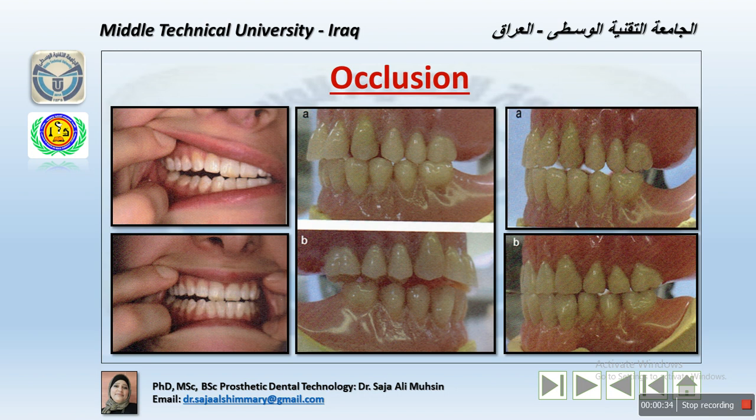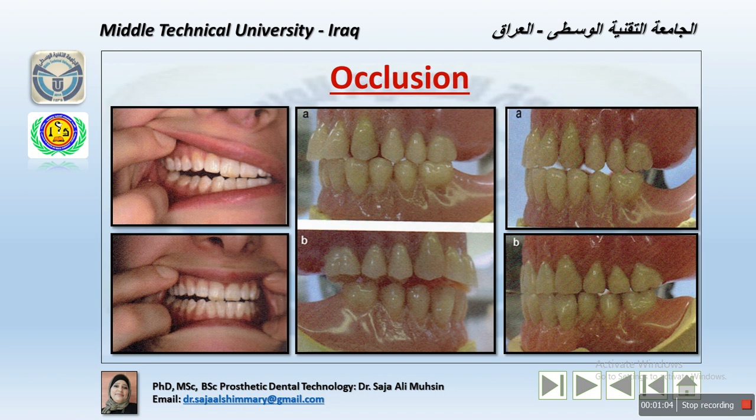Of course, in each case, the teeth contact on the working side, but usually disclude on the non-working side in a lateral excursion, as we can notice in the image on the left side, at the upper and the lower one. Similarly, the posterior teeth disclude in protrusive excursion, which is called Christensen's phenomenon.